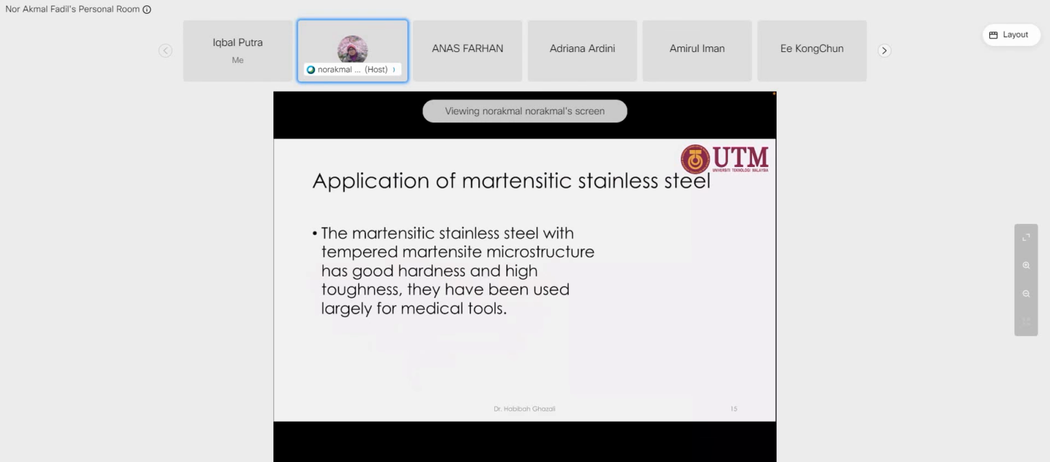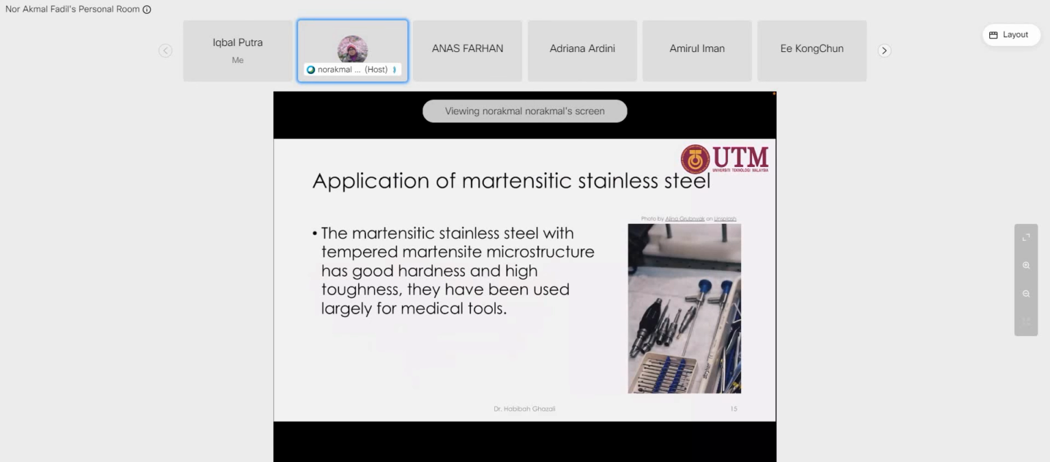But the thing is, it is stainless steel. It has high corrosion resistance. You need to avoid corrosion in this kind of application, for example medical tools. Okay, you would not want to use something rusty, right? So it is not safe for medical tools. You need to ensure it has high corrosion resistance.